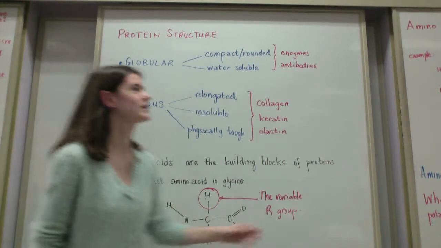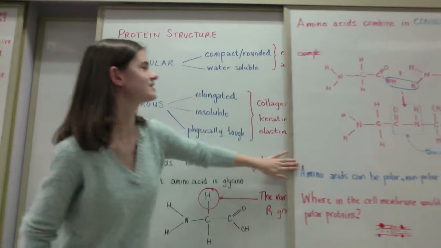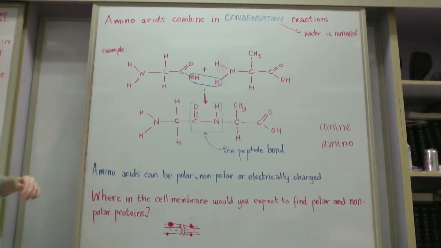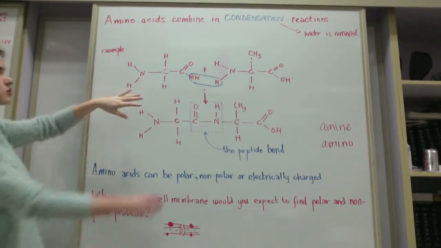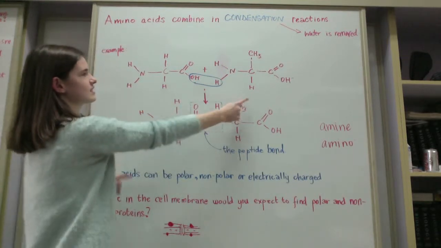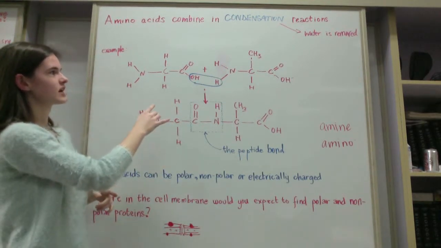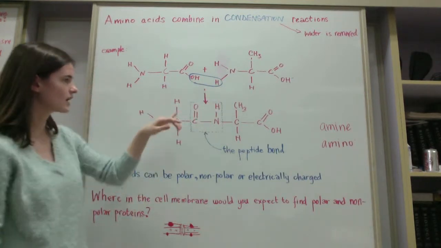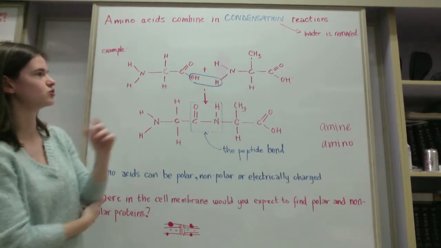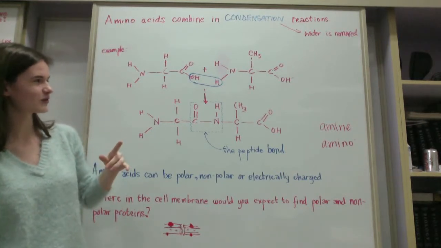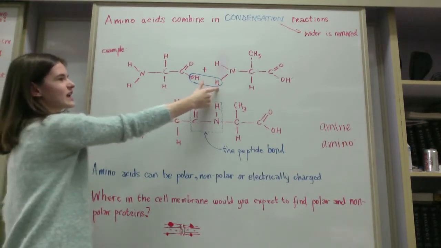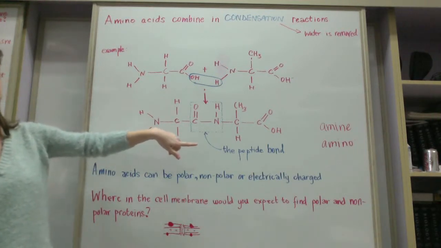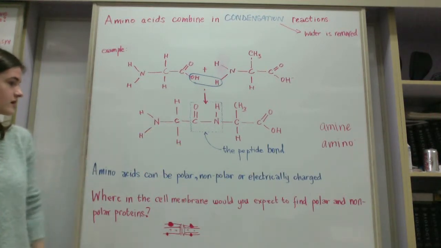Amino acids combine together through condensation reactions. In this example, you have two amino acids: glycine and alanine. And so they come together. You see here the carboxyl group, and here's the amine group. In the condensation reaction, you lose one water molecule, so one OH and one H, which is water. The bond formed between the two amino acids is called a peptide bond.